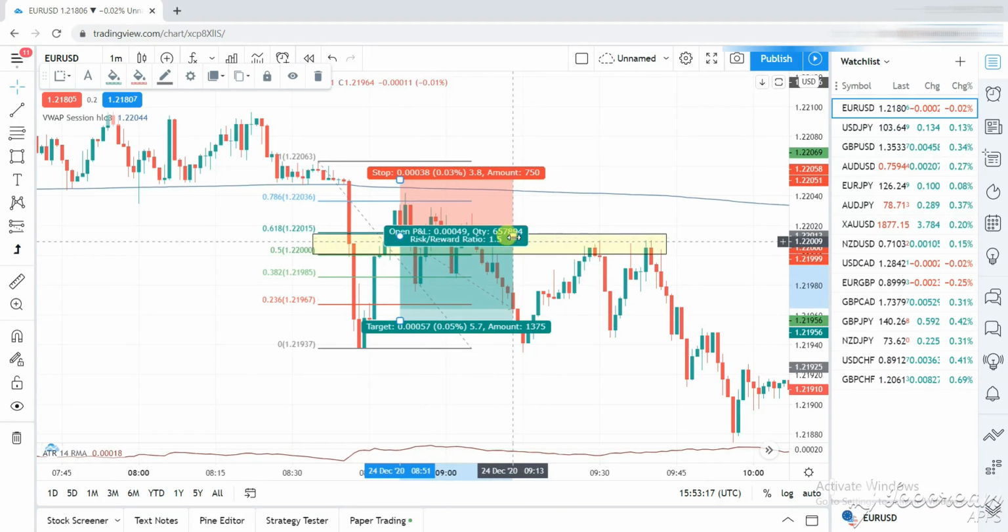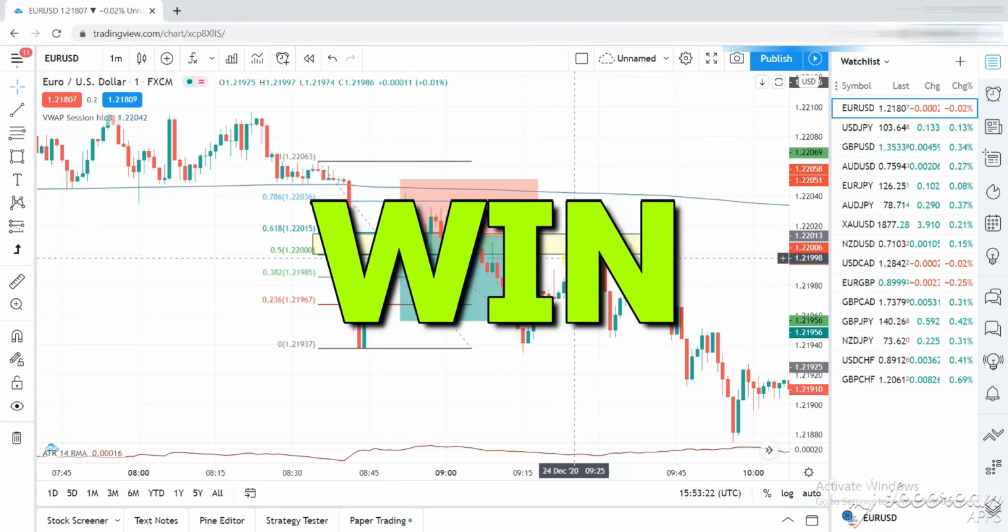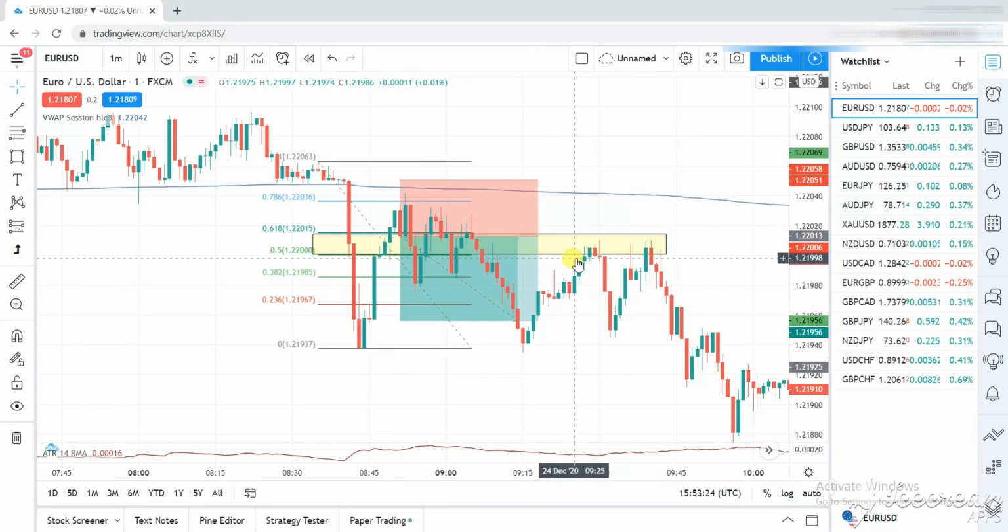Guys, you will see my reasons. As you can see, guys, this was a beautiful win. All right, the VWAP indicator and the Fibonacci retracement tool, it's really insane, guys. Nice.